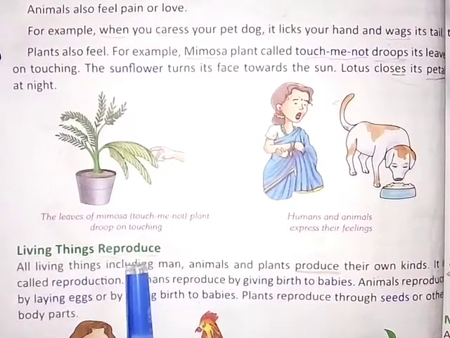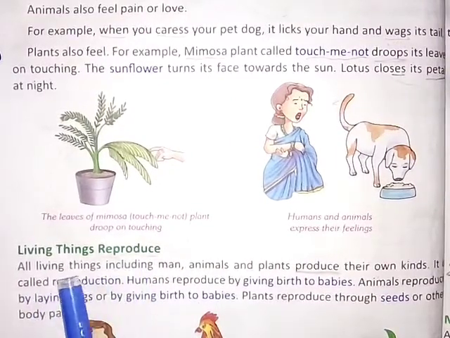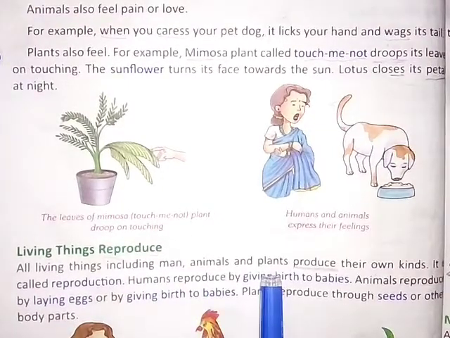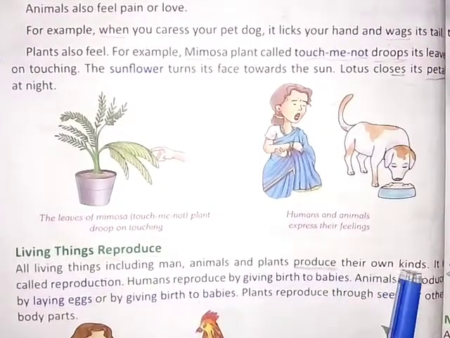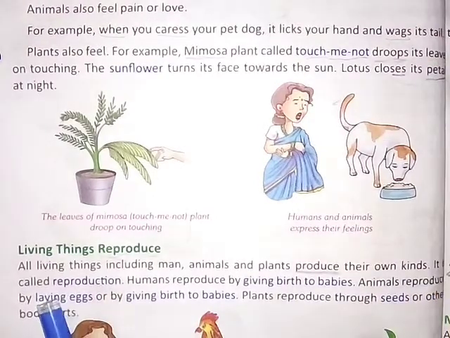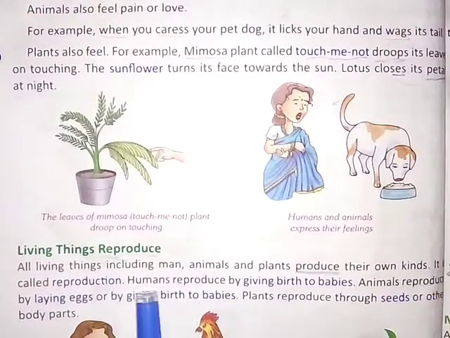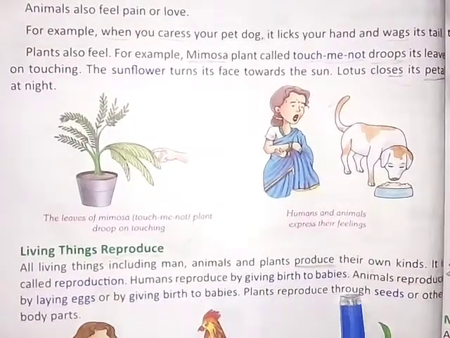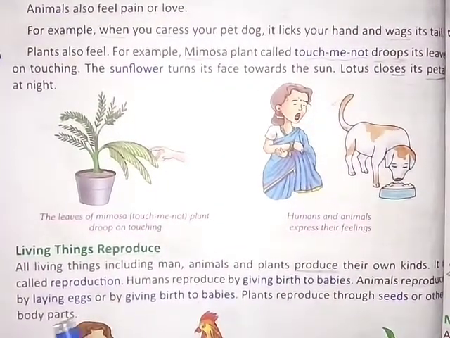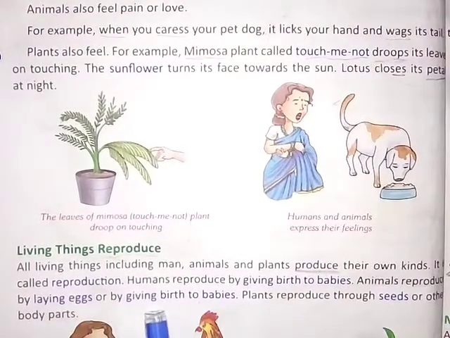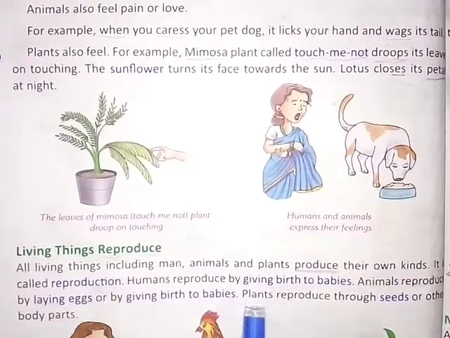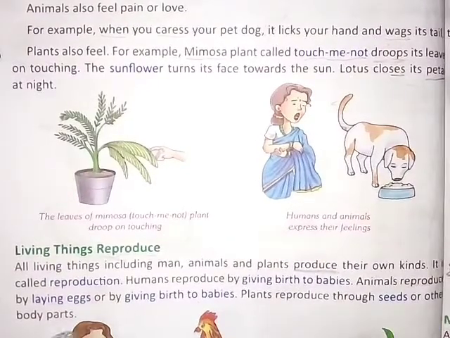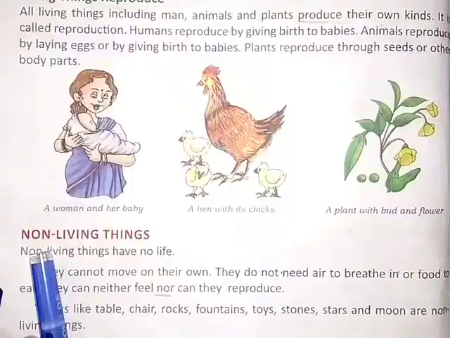Living things reproduce. All living things, including man, animals, and plants, produce their own kinds. It is called reproduction. Humans reproduce by giving birth to babies. Animals reproduce by laying eggs or by giving birth to babies. Plants reproduce by their seeds or other body parts.